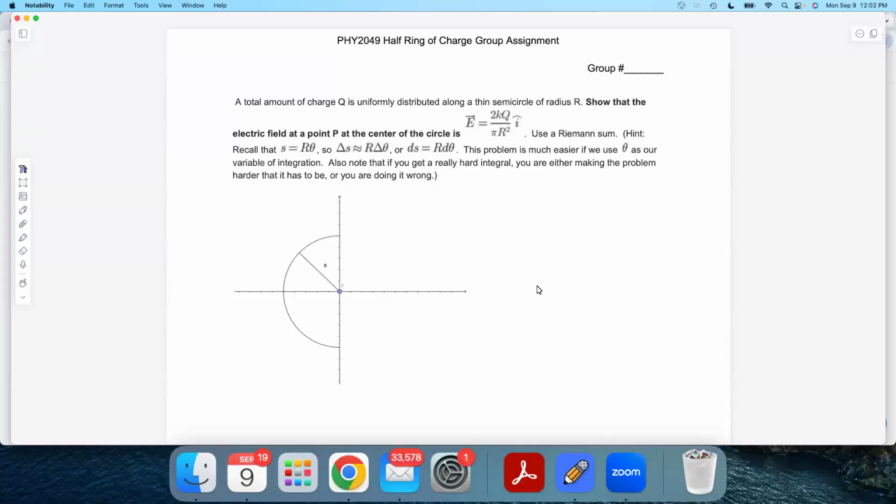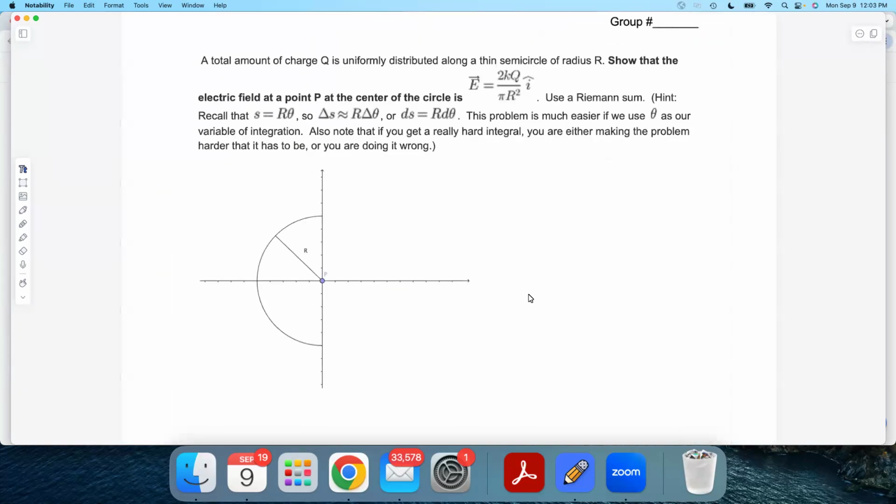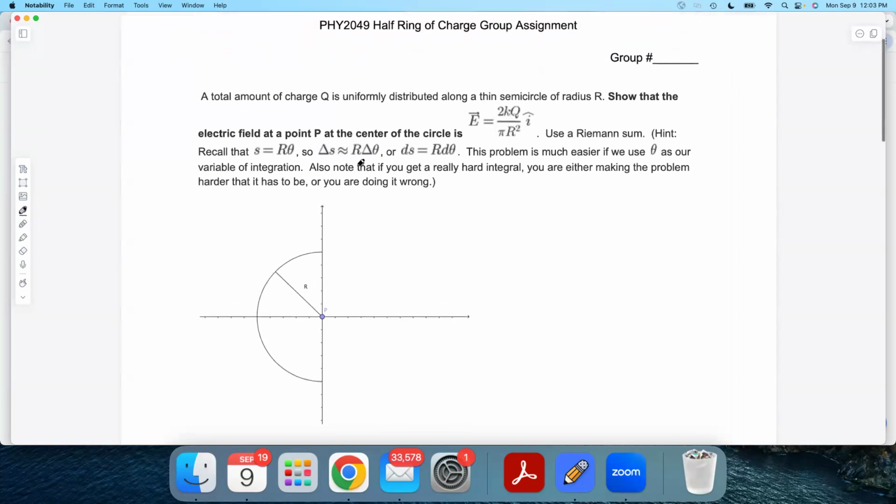All right, let's take a look at this question. There's something that's a little tricky in it that honestly took me a while to figure out. So I kind of want to walk you through how you're going to solve it. First, notice here that we are going to be integrating over theta. This problem is much easier if we integrate over theta.